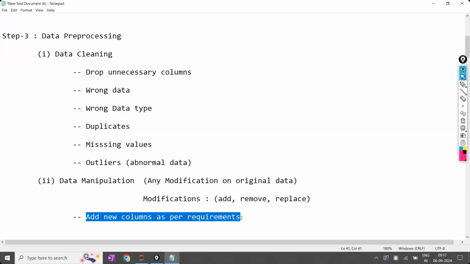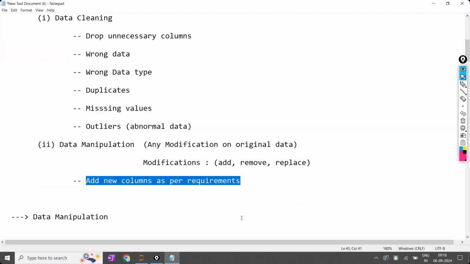For example, we are going to get a salary per year, how much LPA or CTC per annum. But I want it monthly. How are we going to do that? By dividing by 12. So I'm going to create a new column by dividing by 12. If you require monthly salaries and want to analyze the average monthly salary of a person, you are going to do that, right? So we are going to create new columns as per the requirements completely.